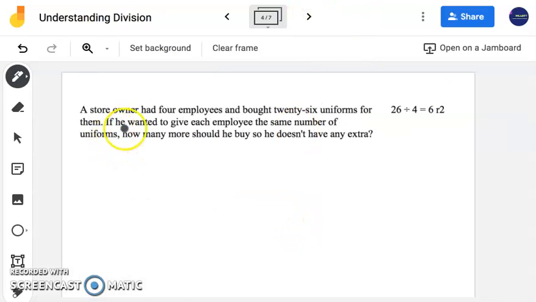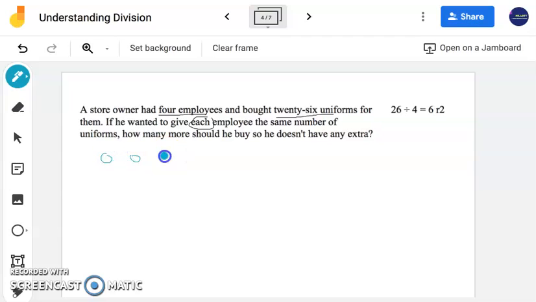In this problem, it says a store owner had 4 employees and bought 26 uniforms for them. If he wanted to give each employee the same number of uniforms, how many more should he buy so he doesn't have any extra? Now for this problem, I'm actually going to draw it out so you can see. Some of these problems, the numbers might be really large and you might not want to draw them out. But for the purpose of learning what this question's fully asking, I think a drawing's extremely beneficial.